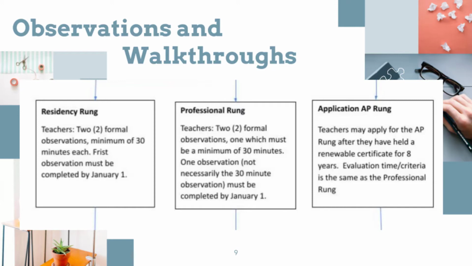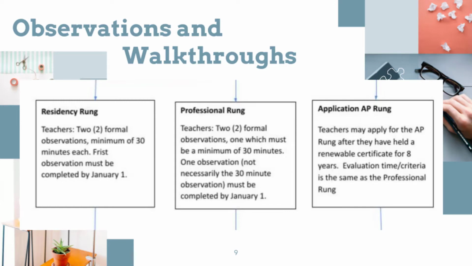The residency rung requires 2 formal observations, and they both must be 30 minutes in length. The first one must be completed by January 1st. The professional rung also requires 2 formal observations, and one of them must be a minimum of 30 minutes. One observation has to be done by January 1st but that doesn't need to be the one that is 30 minutes. And the AP rung is the newest addition to the rung.